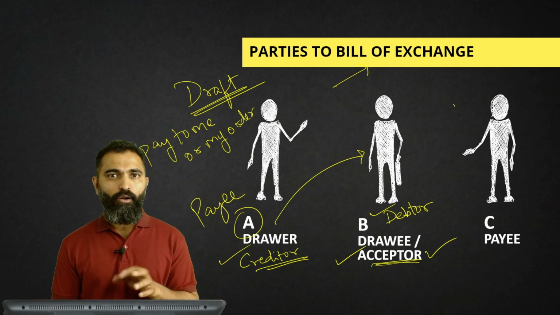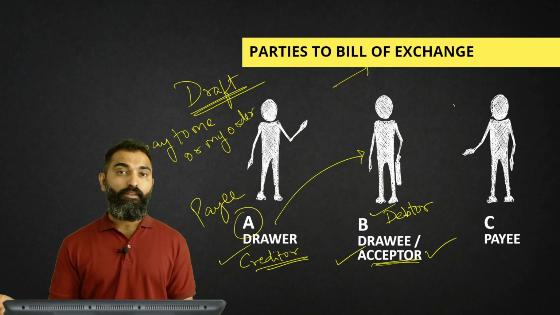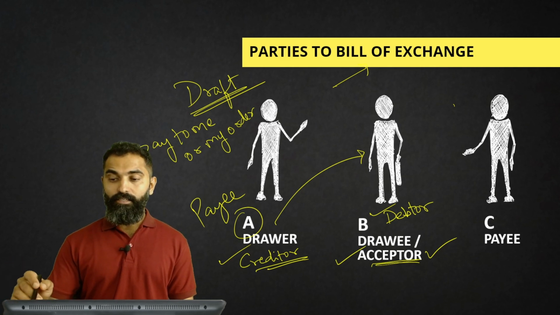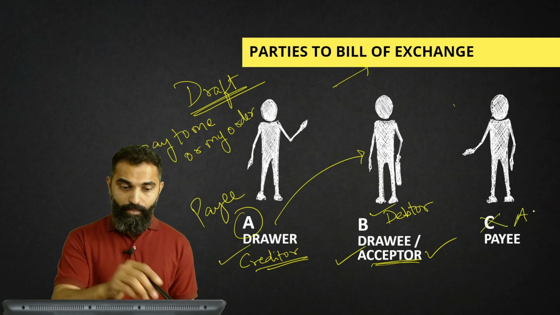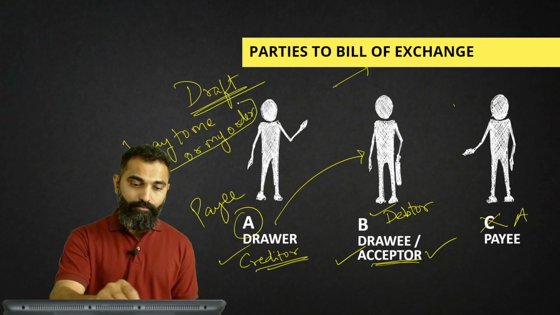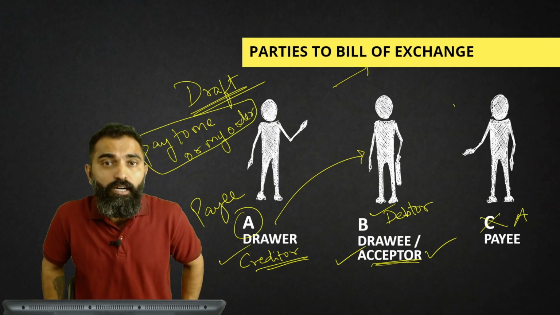So sir, A is the drawer or the payee? Okay, Aditya has a doubt. So Aditya is saying, what is the role of the payee here? So Aditya, here payee is not Mr. C, payee is Mr. A. In this case, if it is said pay to me or my order, then there is no third person involved.